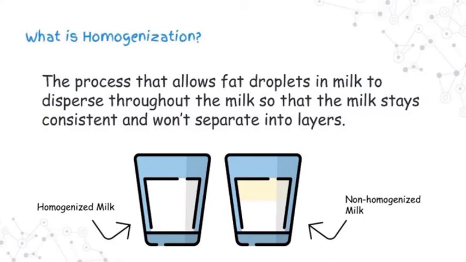Let's start off by understanding what homogenization is. Using the example of milk, homogenization is the process that allows fat droplets to disperse throughout the milk, so the milk stays consistent and won't separate into layers.